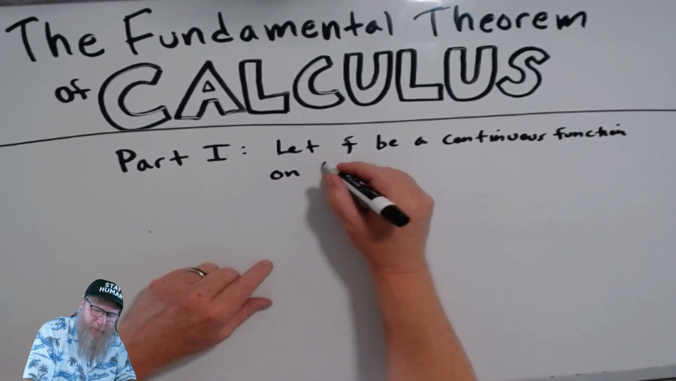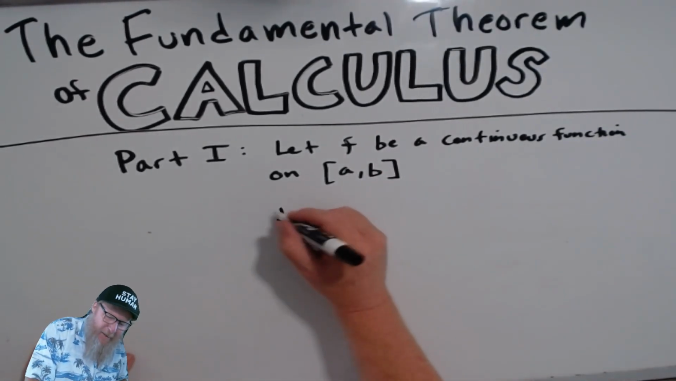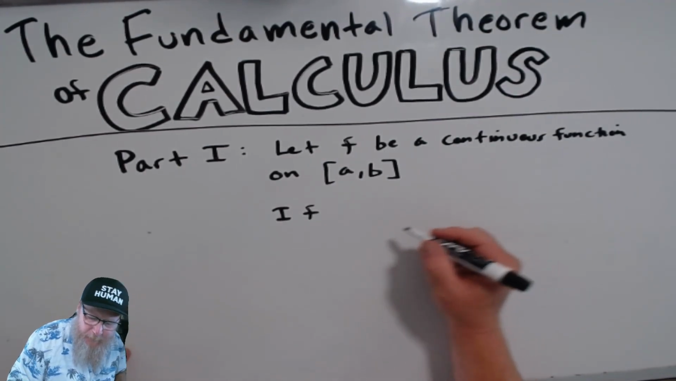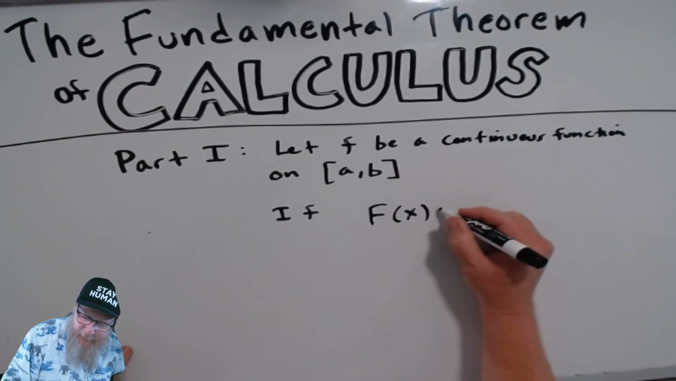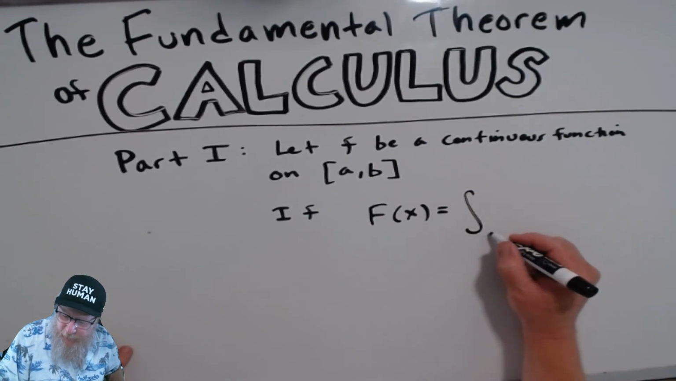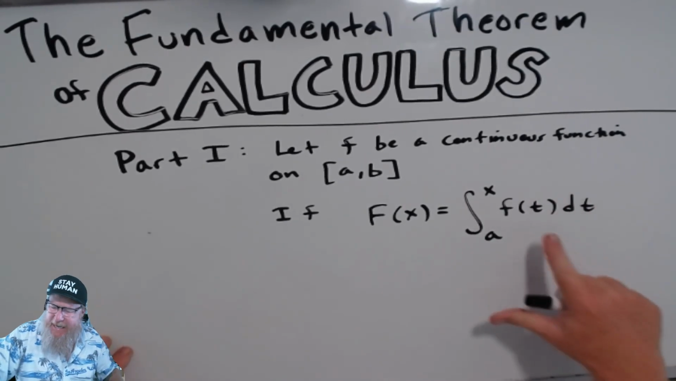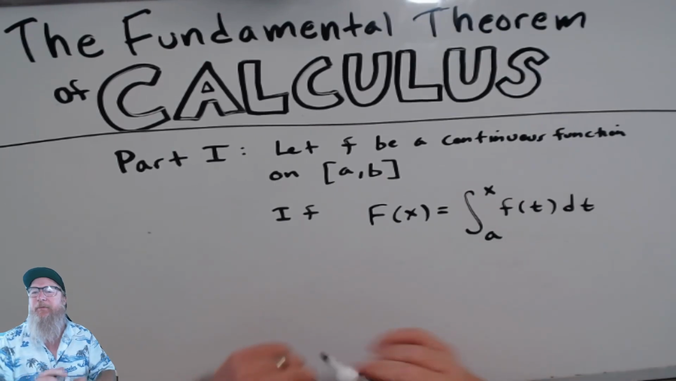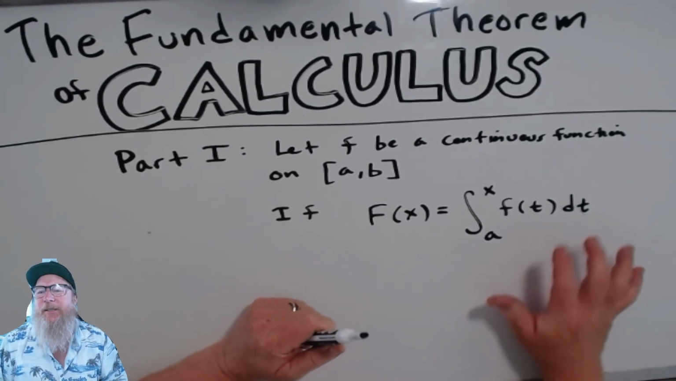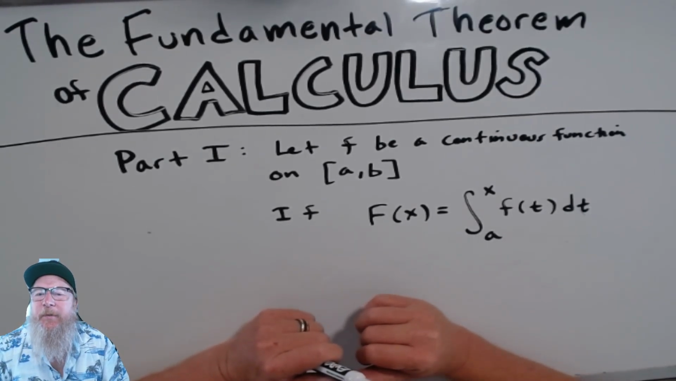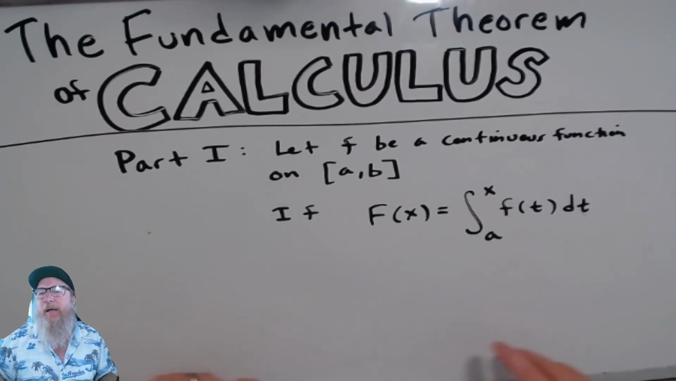on the interval [a, b]. If capital F of x is the integral from a to x of f of t dt. Notice the variable for the integrand is now t. It actually doesn't have to be t, it just has to be some other substitute variable other than x. So you can use u or v or w or s, or I like to use t.